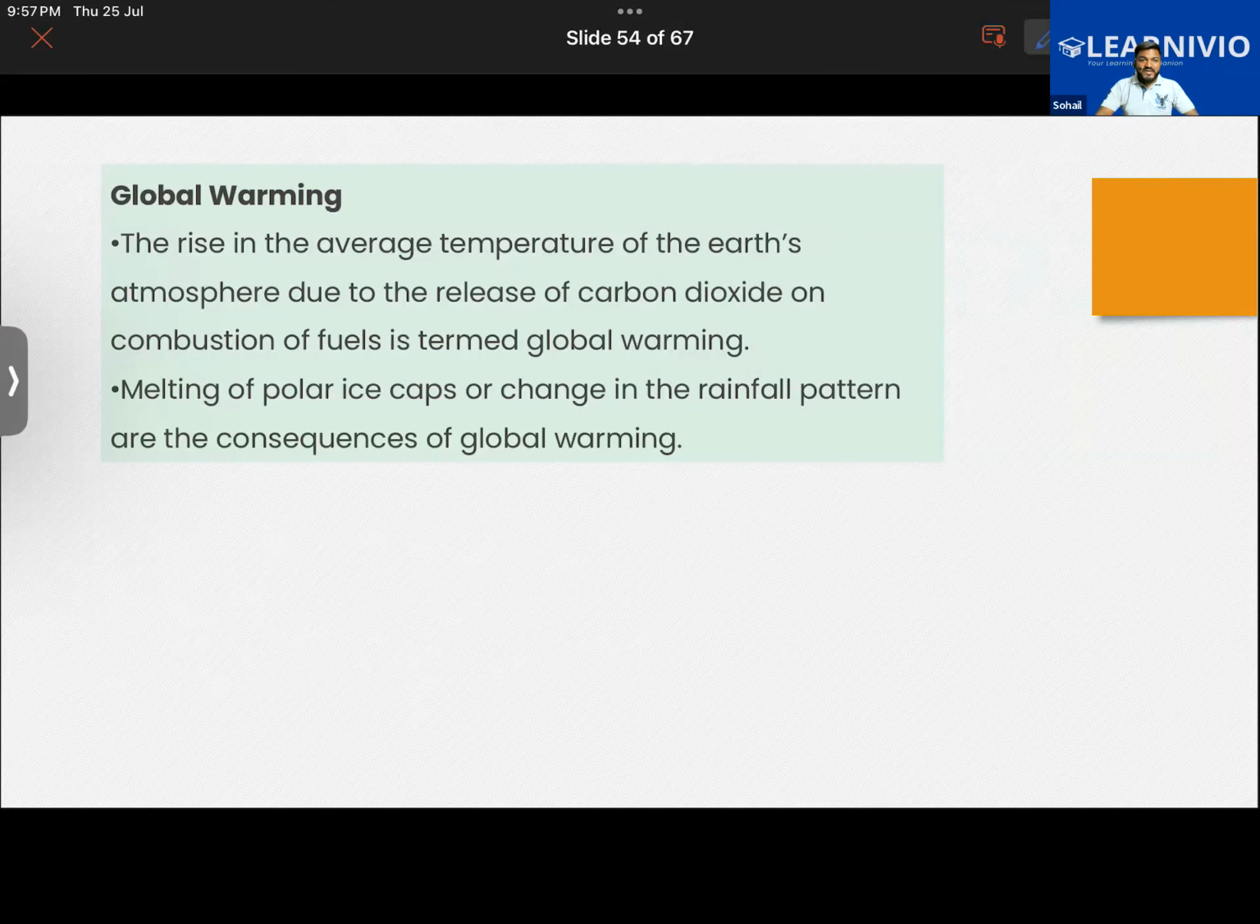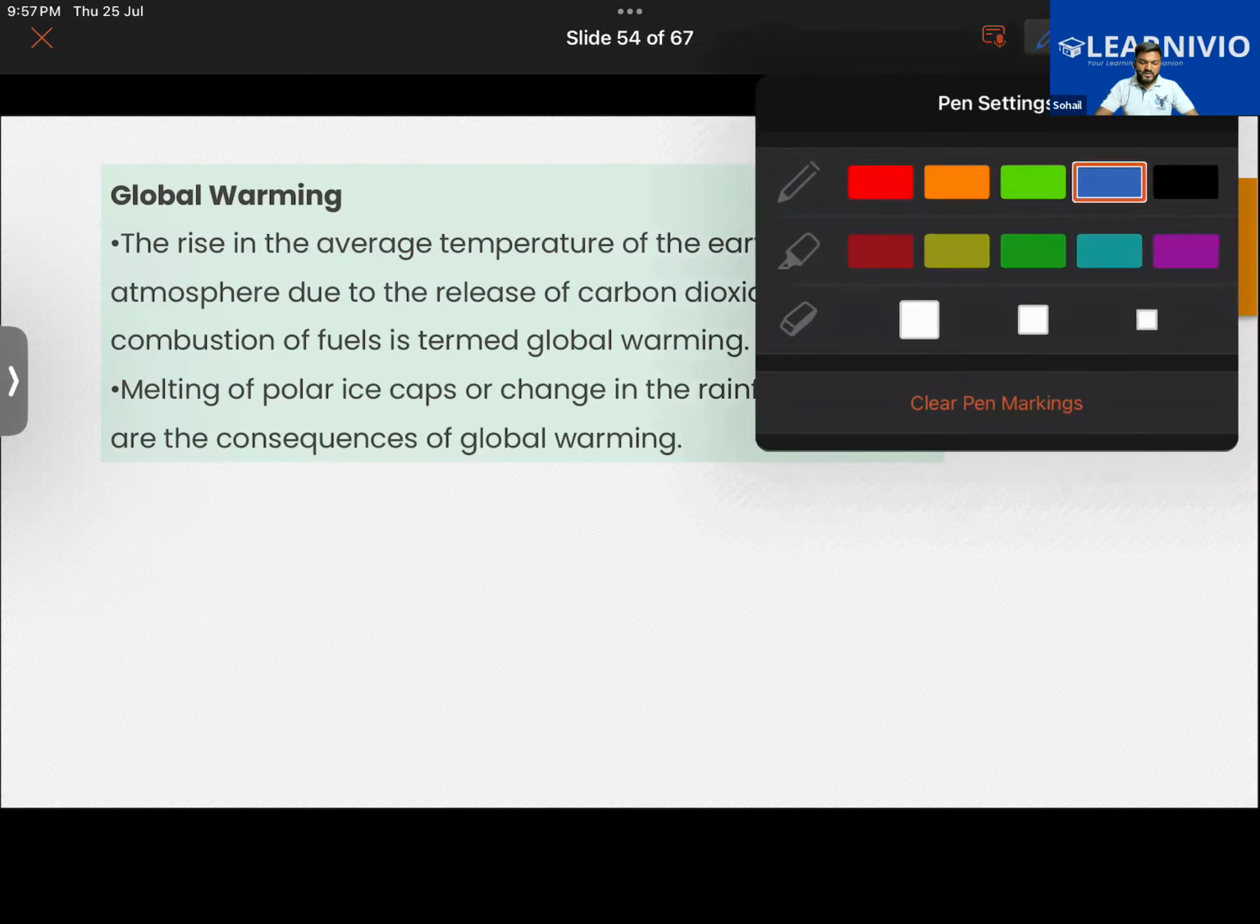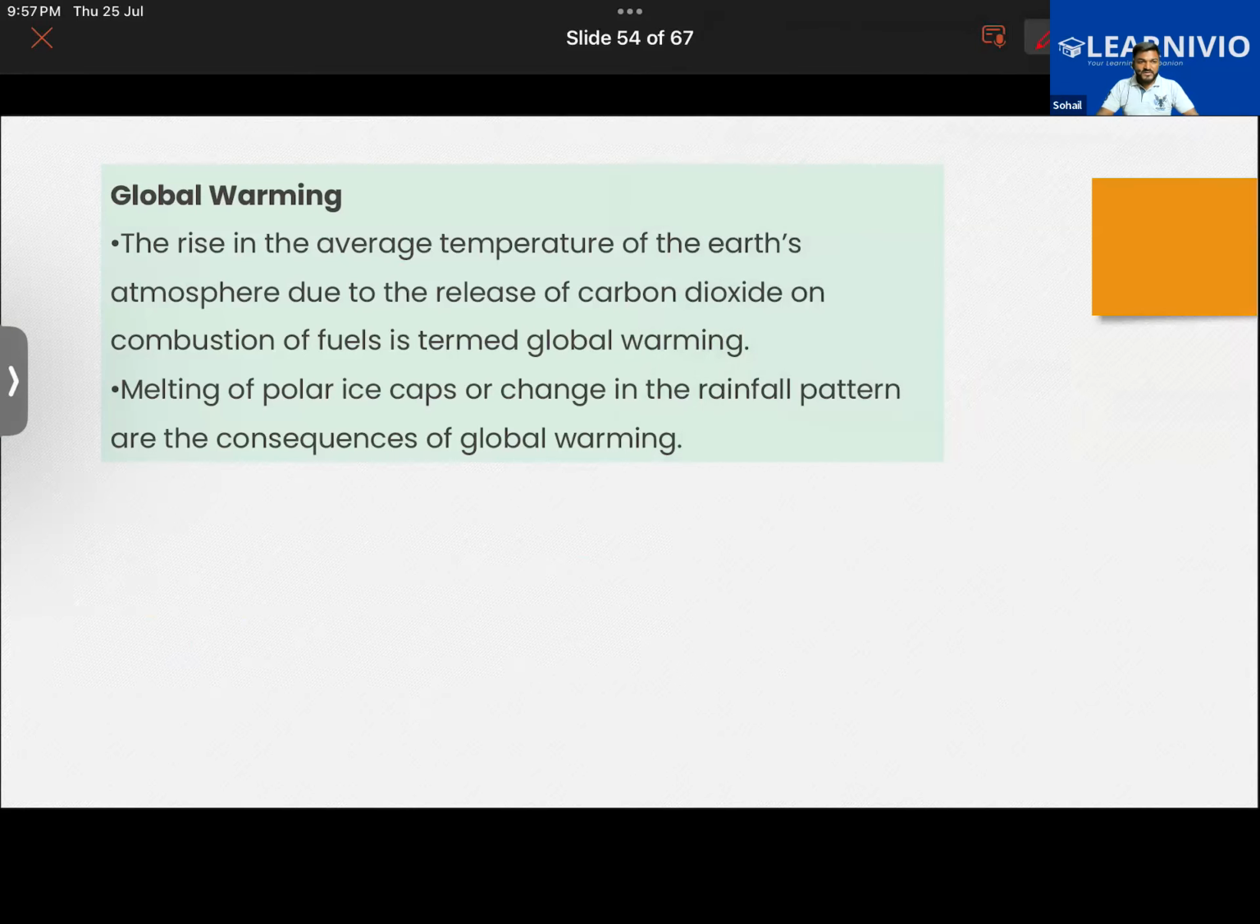Remember about the greenhouse gases which we have learned previously in the chapter coal and petroleum. I believe we did learn about this. Yeah, where I did explain to you guys about the greenhouse effect and the gases responsible for it.